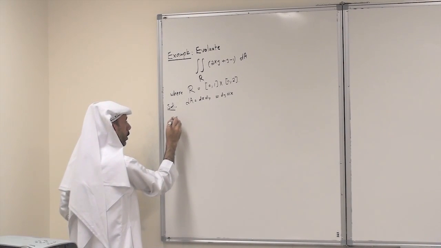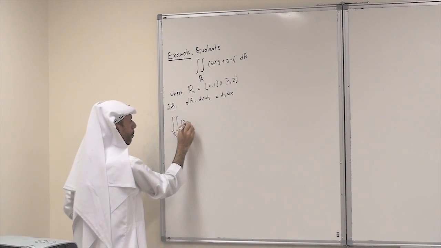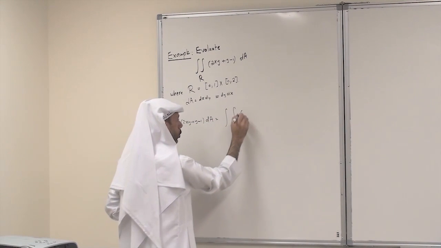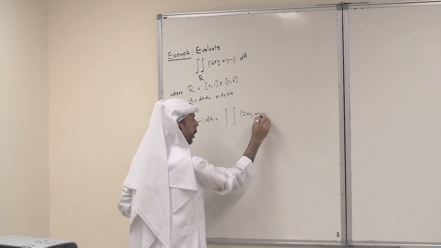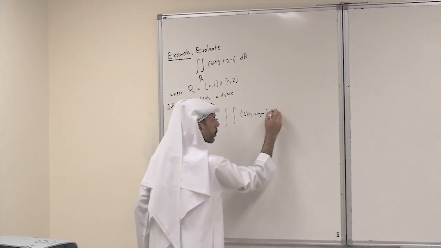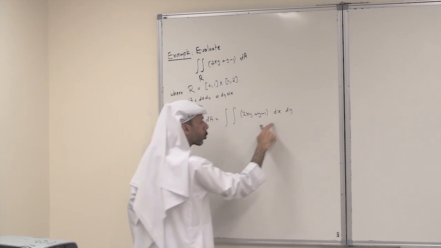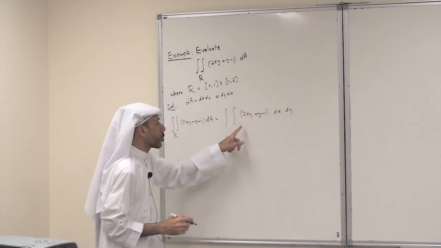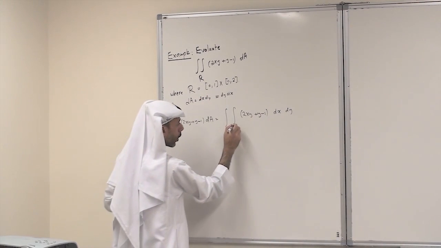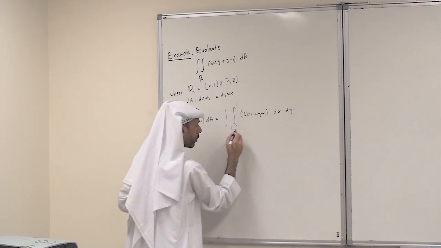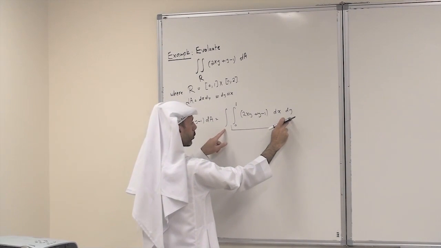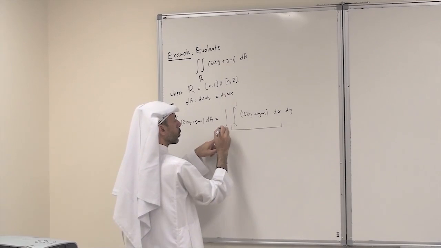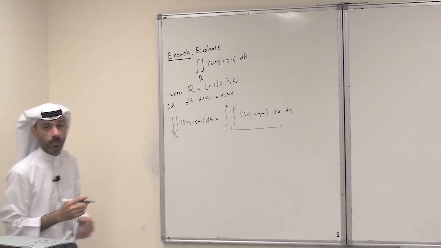So we have the double integral over R of 2xy plus y minus 1 dA. If I choose dx dy, then dx will go with the inner integral and dy will go with the outer integral. For dx, the limits of x are the x interval 0 to 1. This is the inner integral. For the outer integral, it goes with dy, so I choose the y interval 0 to 2. So this is how we set up the limits of integration.